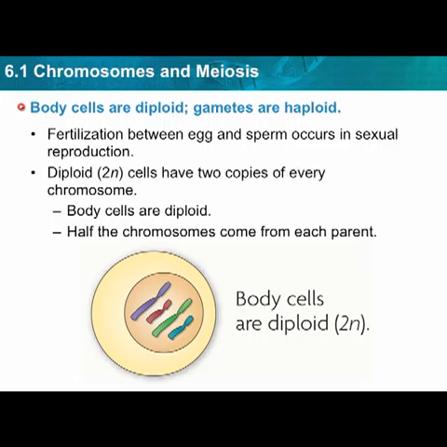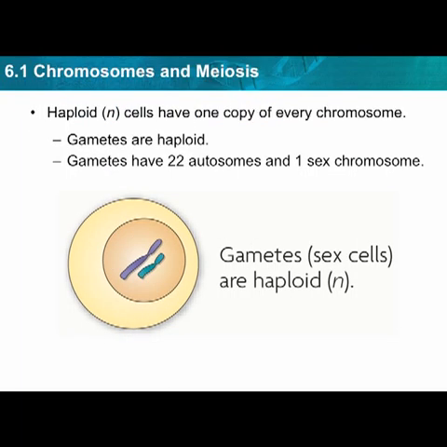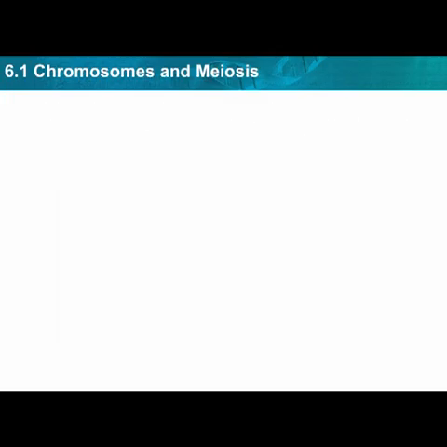Diploid 2N cells have 2 copies of every chromosome. Body cells are diploid. Half the chromosomes come from each parent. Haploid N cells have 1 copy of each chromosome, 1 set of homologous chromosomes. Again, we have to get that number down in half so that when we join up with another sex cell, it's back up to 2N and normal. Gametes are all haploid, 1 set of homologous chromosomes, 22 autosomes and one sex chromosome. Here is a picture of a gamete, and you notice it has half the number of chromosomes that the previous picture had.